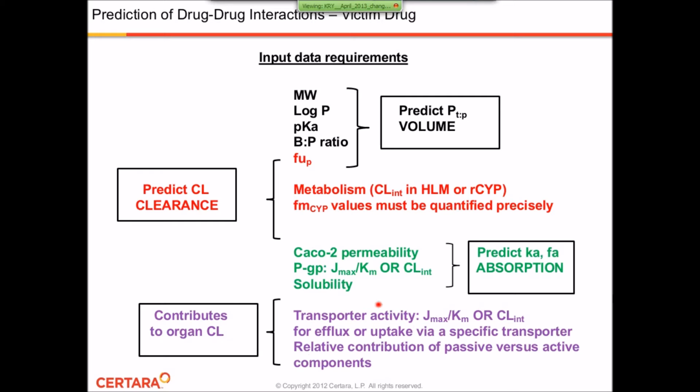If we want to build in the transporter kinetics of a drug and use the full permeability limited model, then the data that are required are Jmax, Km data or intrinsic clearance data representative of efflux or uptake via a specific transporter. And also we need to have a look at the relative contributions of the passive versus active. So those are the input data requirements.